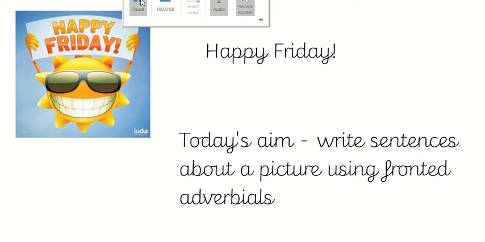So this is the last lesson for English this week, and today's aim is to write sentences about a picture using fronted adverbials. Because next week we will be applying the skill that we've learnt this week of fronted adverbials to the motion picture of Baboon on the Moon. We will be trying to make the story come alive with words and using fronted adverbials to do that too. So let's have a look at a little recap today.